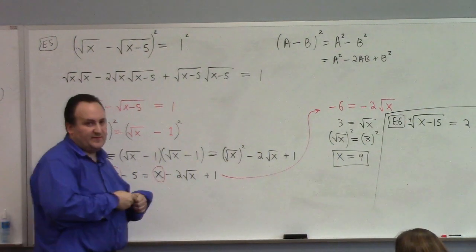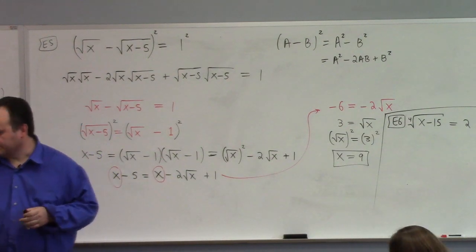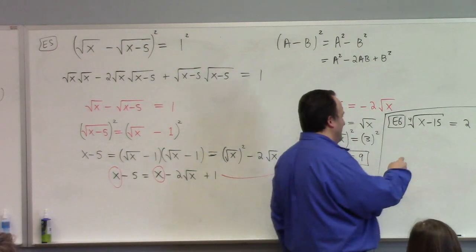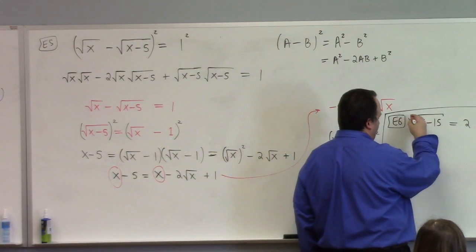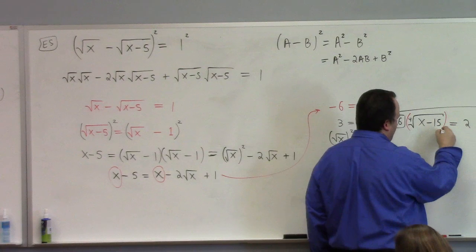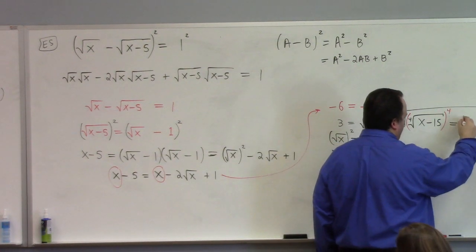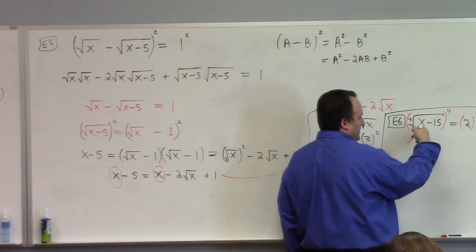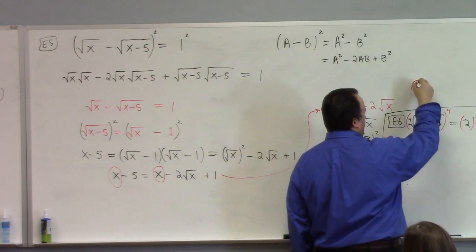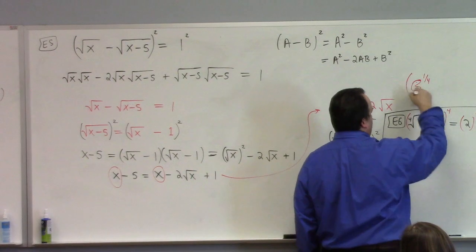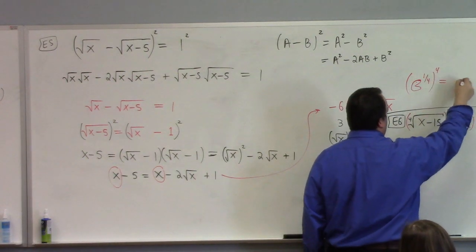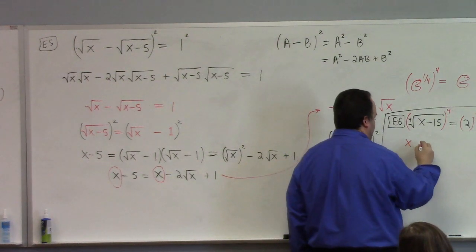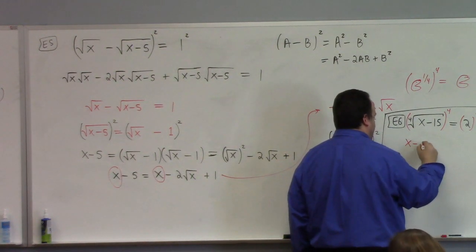What is the natural enemy of the fourth root function? Raising to the fourth power, right? So raise both sides to the fourth power. This is basically Pac-Man to the 1/4 power, and we just raised it to the 4th power. So what do you get? You get Pac-Man, right?